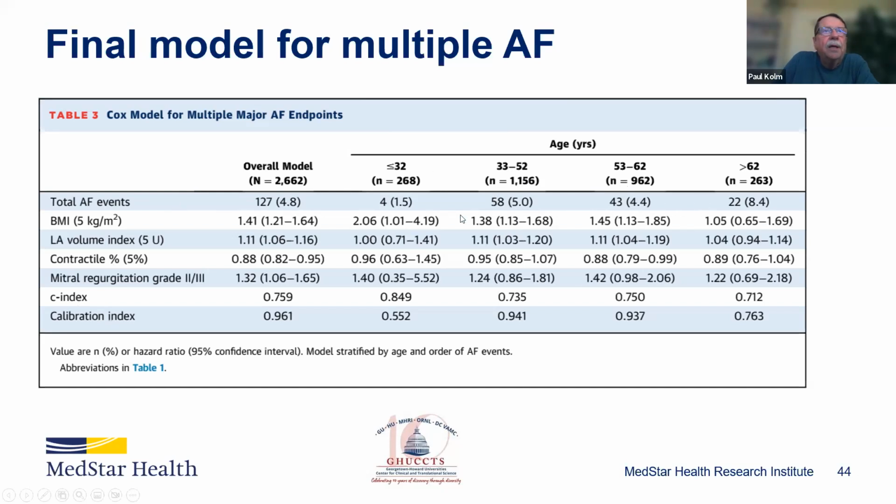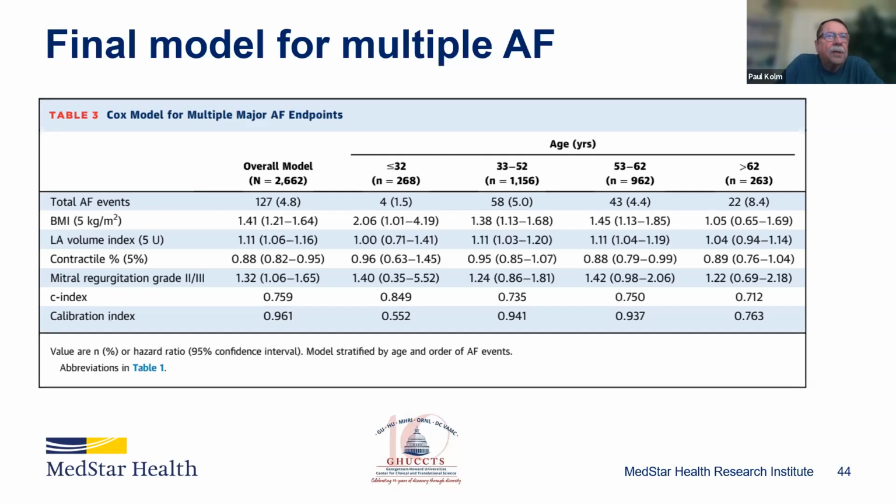And so the way that we would look at this is in our overall model, our hazard ratios. So this would mean that for every 5 units of increase in BMI, you had a 40% increase in the odds of an AFib. And so on with the other ones, whereas contractile percent in 5% units was protective, what's called protective. That is, you had less odds of having an AFib event.